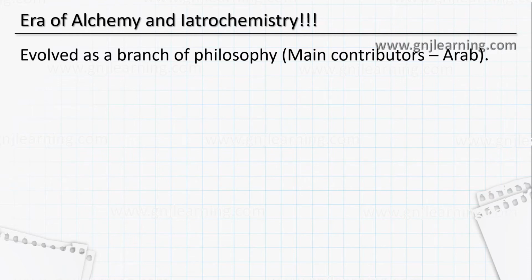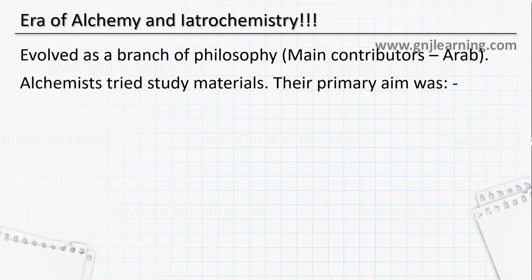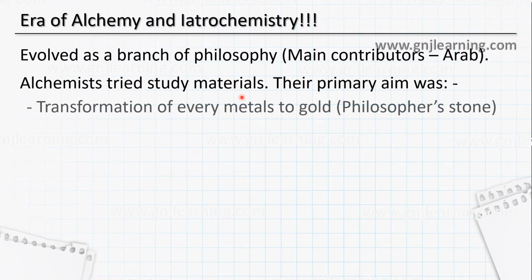The people who work in alchemy are called alchemists, and those working with iatrochemistry had a primary goal. Alchemists tried to study materials, and there were many aims, and one among them was the transformation of every metal to gold. Like we said earlier in the first slide, transformation is something that we study in chemistry. So these people were trying to transform every metal to gold.